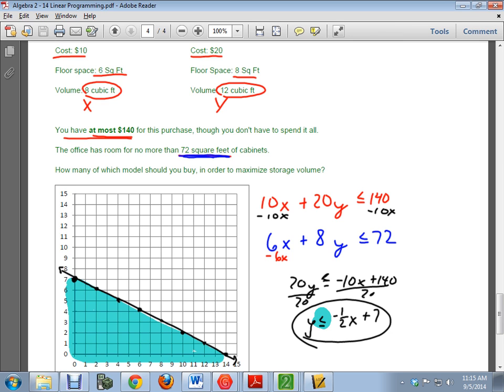We'll subtract 6x from both sides, and that'll get me 8y is less than or equal to negative 6x plus 72.